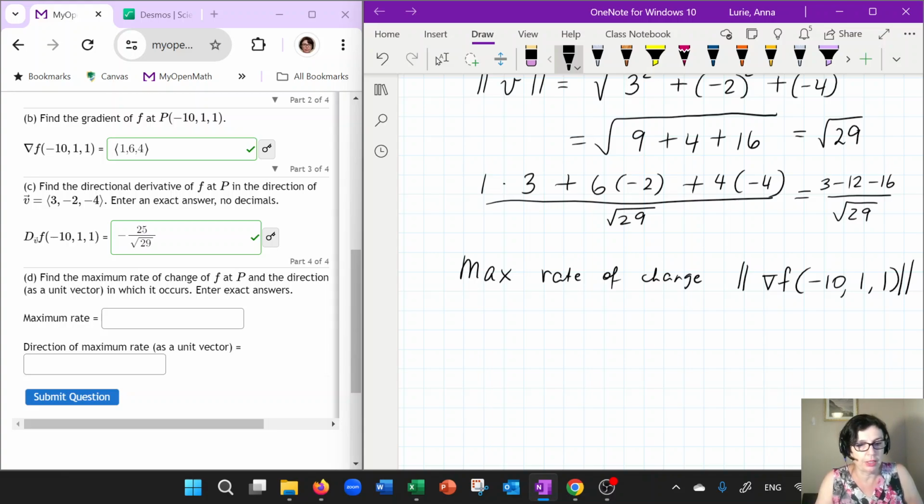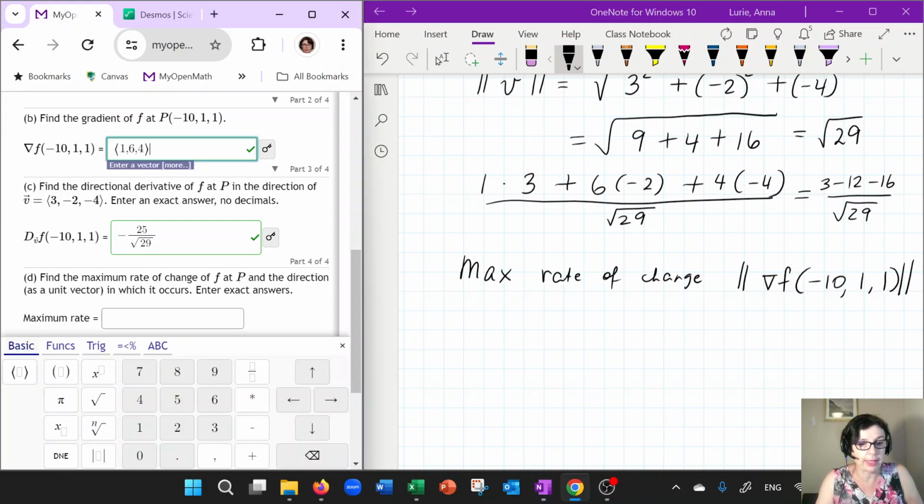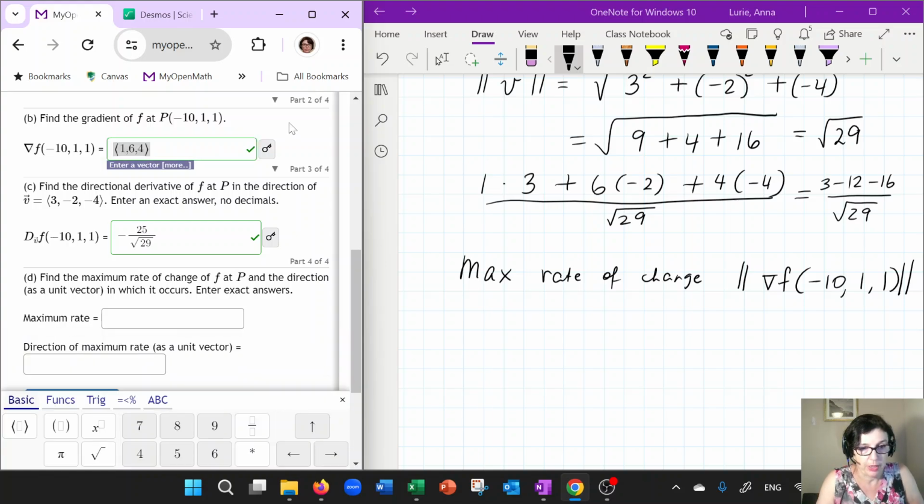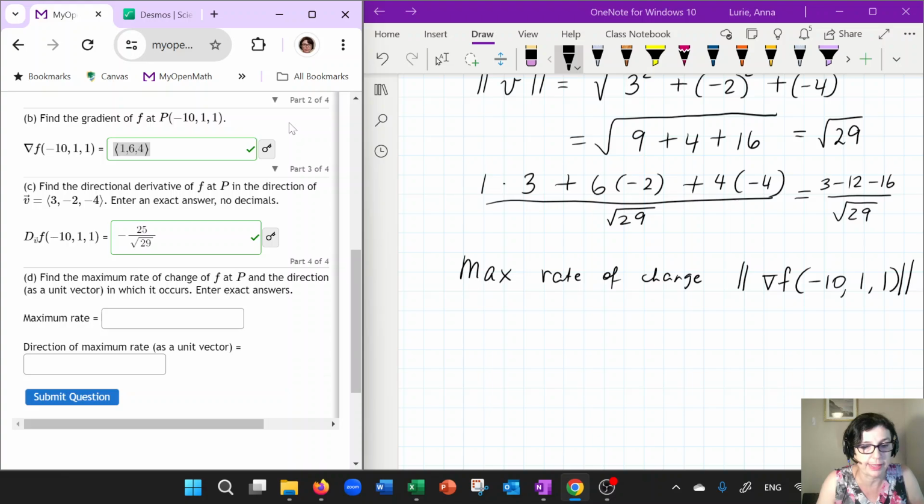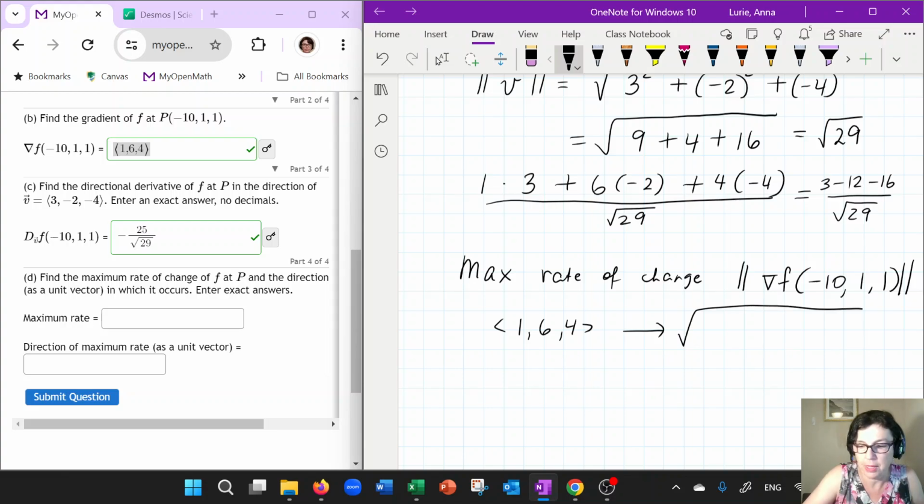What you need to concentrate on is finding the gradient, which you already found. You just have to identify where it's at. And again, it has nothing to do with vector v. So find the gradient, which is 1, 6, 4, and find its magnitude. You have not done that yet. So don't think it's the square root of 29. It has nothing to do with it. So it's going to be the magnitude of the gradient, okay? Not the magnitude of the direction vector.